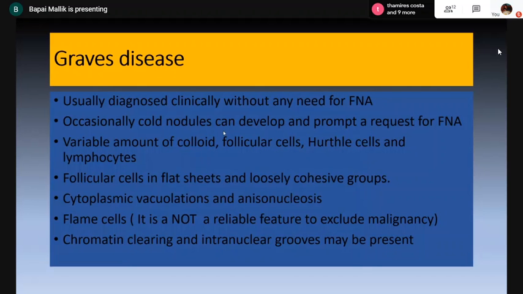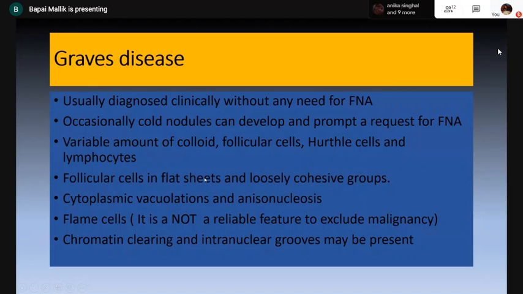Next is Graves' disease. Now, important thing, it is usually diagnosed clinically without any need for FNA. As I showed you in the algorithm or the flow chart, one of the first things that you do is a TSH. Once you start doing that, you're going to start picking up Graves' disease. However, Graves' disease occasionally can show cold nodules, and this might prompt a request for FNA. It usually shows variable amounts of colloid. So Graves' disease colloid can actually be quite scanty, which can lead to a little bit of a concern. It can show follicular cells, Hürthle cells, and also a bit of lymphocytes.